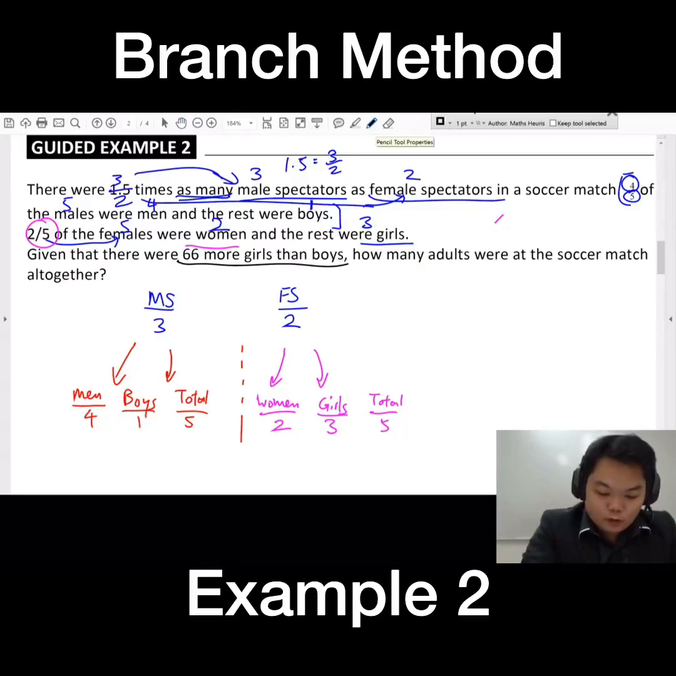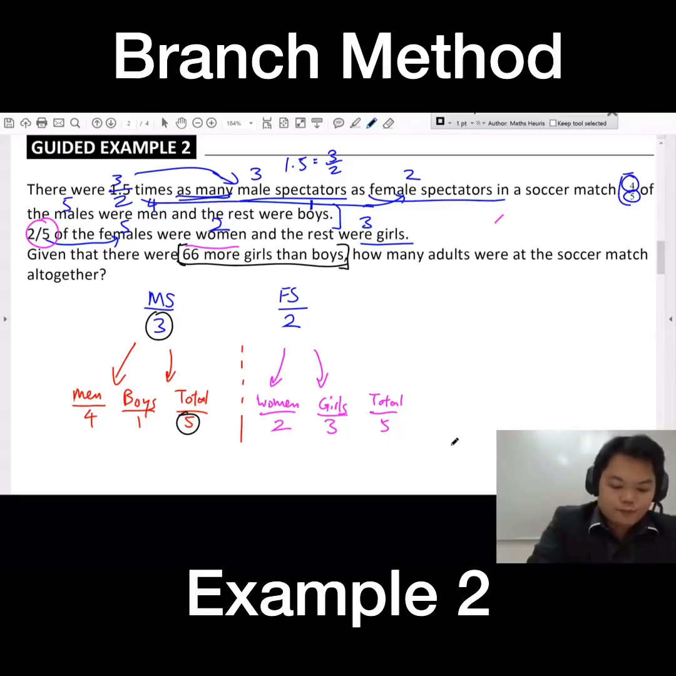We are comparing between two different proportions now. Therefore, we have to make everything into the same unit first before we can compare them. So let's look at this male side. Between 3 and 5, their lowest common multiple is 15. In order to get this blue row to 15, I will need to multiply everything here by 5. So this 2 gets multiplied by 5 as well to become 10.